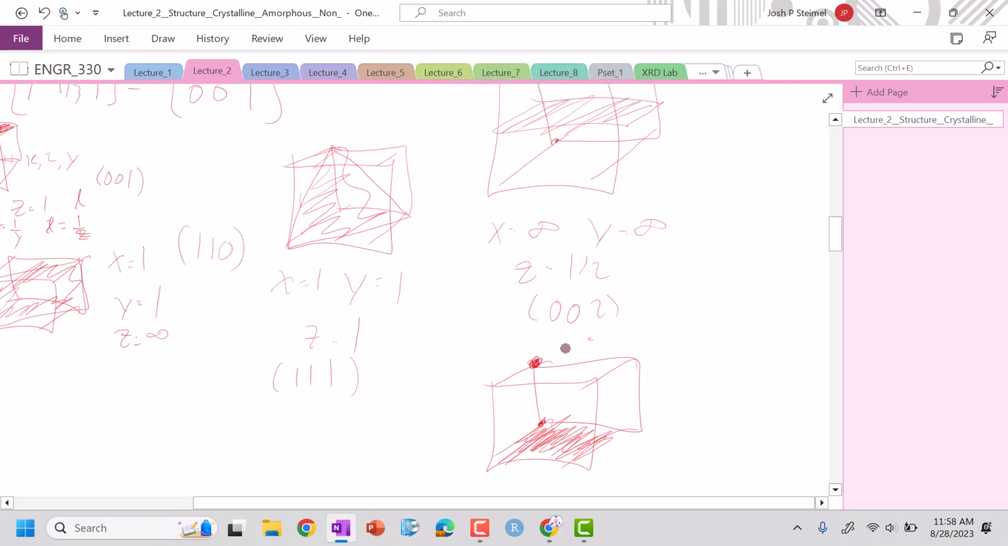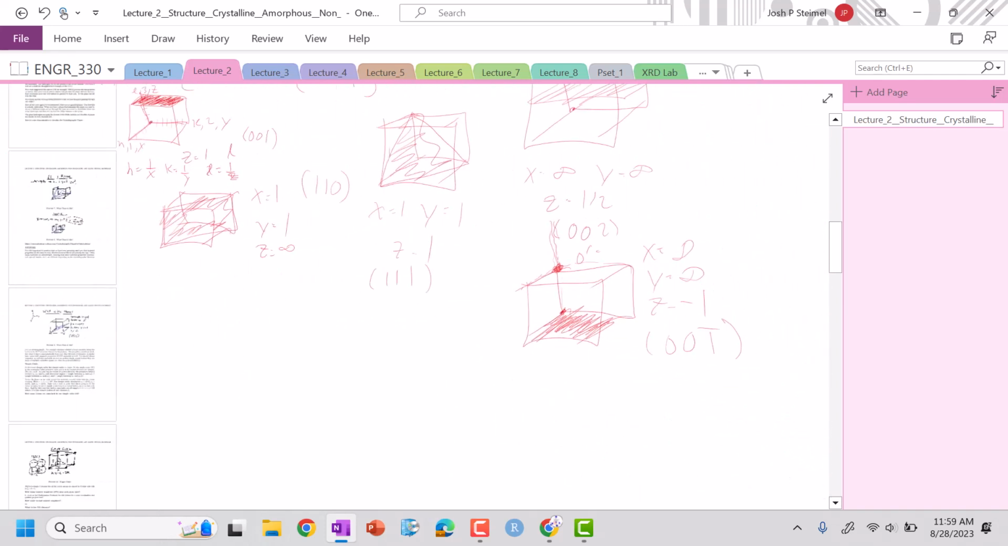We need to reset our origin. So I'm going to reset this as my O prime. So this is now my new X, Y, and Z. So from here, I ask myself, where does the plane intersect? X? No, that's infinity. Y? Nope. What about Z? It's not intercepting at 1, but it's intercepting me at -1. So my plane is (0 0 1 bar). Excellent.